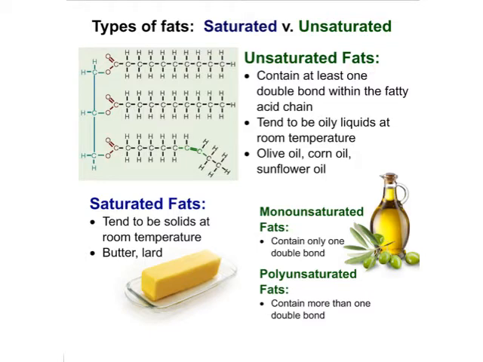Unsaturated fats tend to be oily liquids at room temperature, and here are some examples: olive oil, corn oil, and sunflower oil. Now I'd like to talk about it a little bit more from a chemistry standpoint. Unsaturated fats are called unsaturated because they contain at least one double bond within the fatty acid chain.